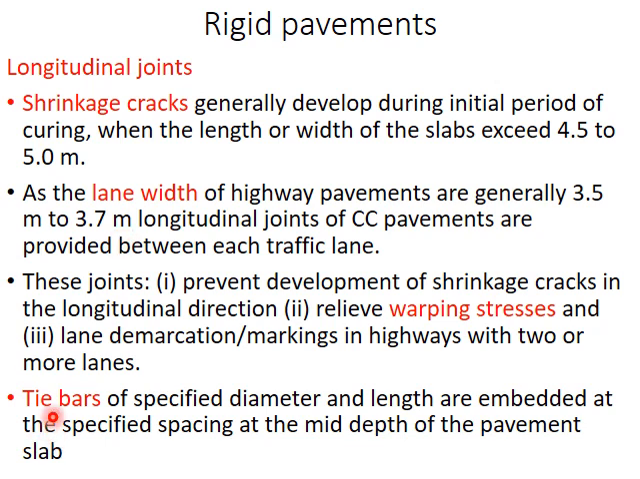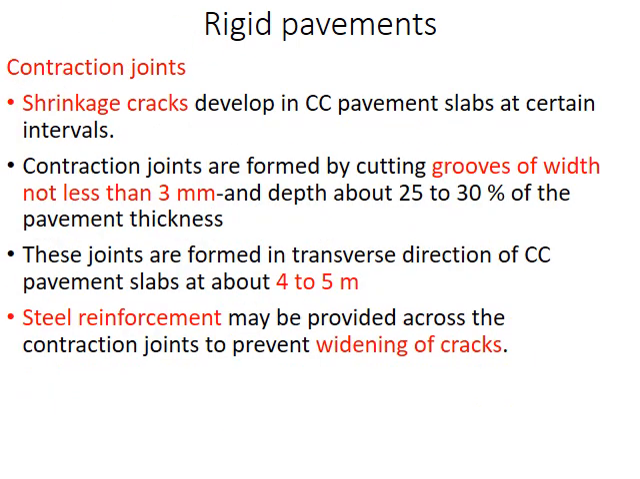And tie bars can be provided across the joints at mid depth of the pavement slab. That is, at half the depth of the slab there will be a tie bar, which is a reinforcement provided. The purpose of providing reinforcement in the longitudinal joint is so that the crack won't widen. The same applies to contraction joints. We also provide steel reinforcement in case of contraction joints or transverse joints to prevent the crack from widening.